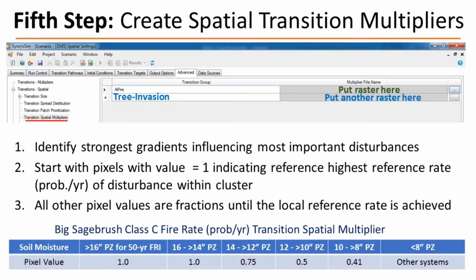So now we're getting into the spatial multipliers. Leonardo, you guys did this in the intro class? Yeah. Okay.